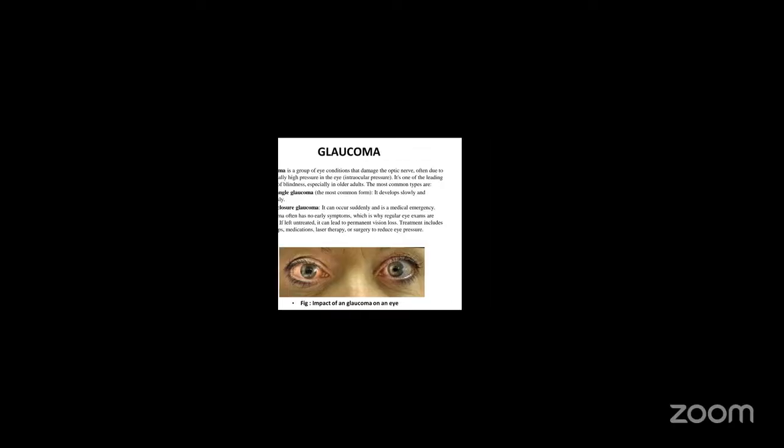Coming to the next slide, we have AMD, which is my second disease. Age related AMD is also known as age related macular degeneration. It is a chronic eye disease that affects the macula, the central part of the retina responsible for the sharp central vision needed for activities like reading and driving. It is a leading cause of visual loss in people over the age of 50.